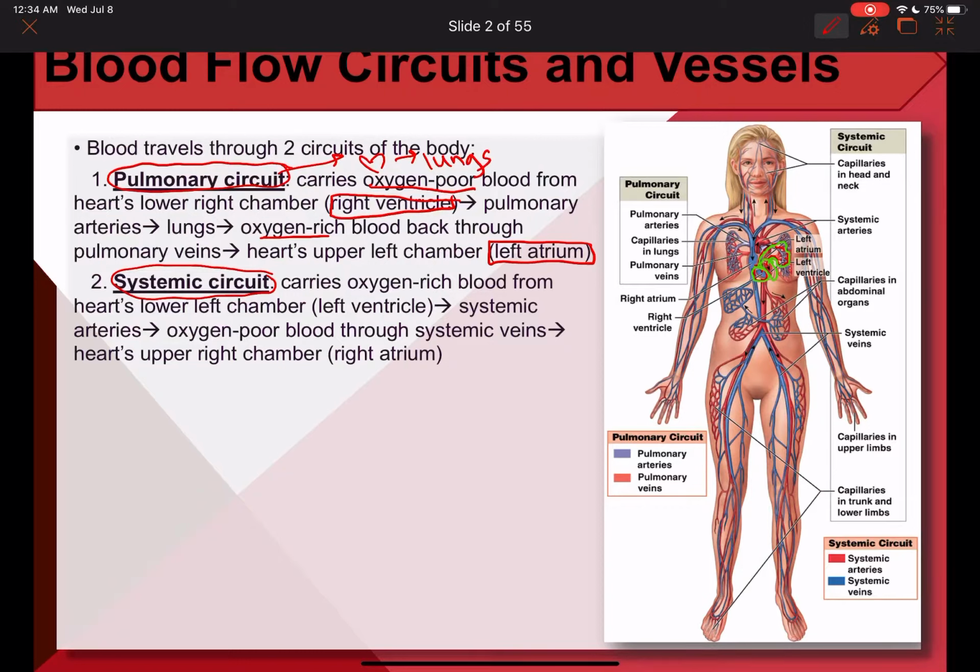And then the systemic circuit starts at the left ventricle, which now has oxygen-rich blood that has just come in from the lungs. And then that blood will be pumped into your systemic arteries, of course, going through first your aorta, which is up here. This is your aorta right here, and then it goes to all the different red arteries that you're seeing throughout the entire body. So these are what's called the systemic arteries, meaning that these are arteries that lead to all peripheral portions of your body, including the brain, the head, the arms and the lower limbs.